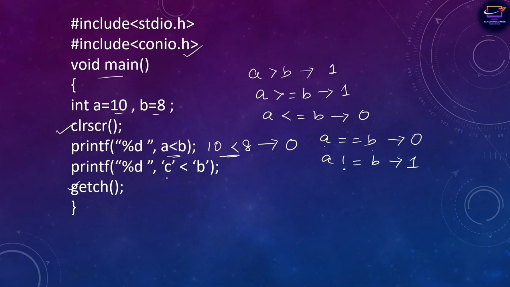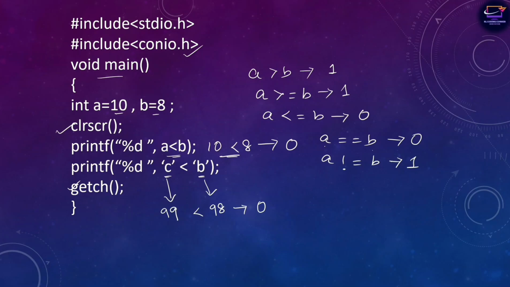Okay, next coming to here, c is a character and b is a character because they are enclosed within single quotation. So the ASCII value of c is 99, and the ASCII value of b is 98. So is 99 less than 98? No, that is false. So it will give 0.